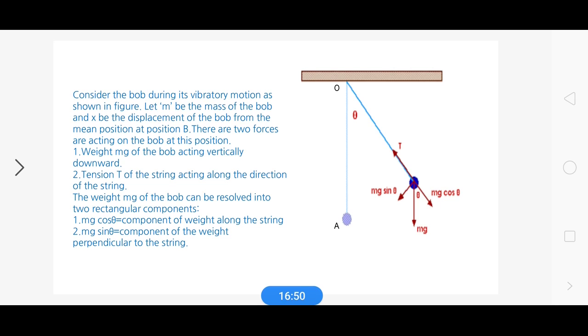First of all, if the particle is in the mean position, means in the equilibrium position, what are the forces acting on the metallic bob? The first force is the weight of the bob. What is the weight of the bob? The mass of the bob is small m, and the weight of the bob is mg. The weight mg is acting vertically downwards.